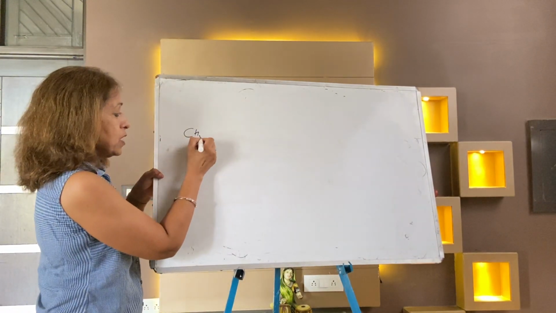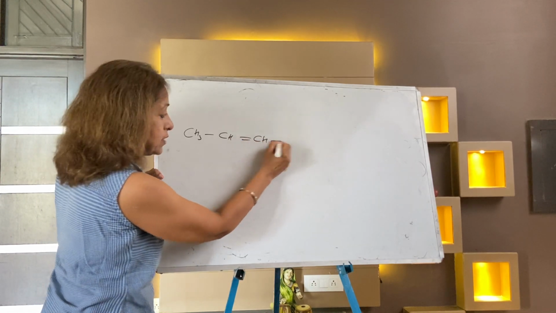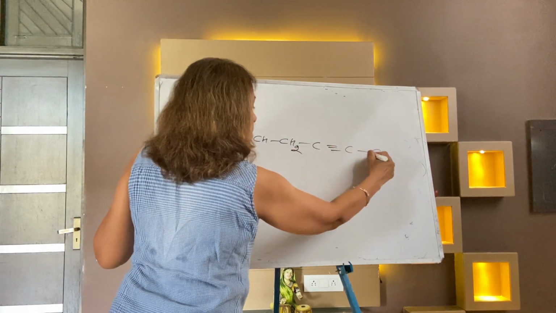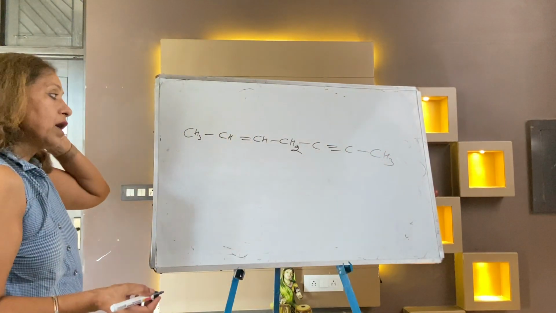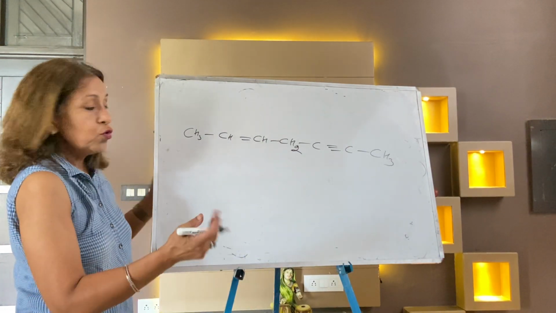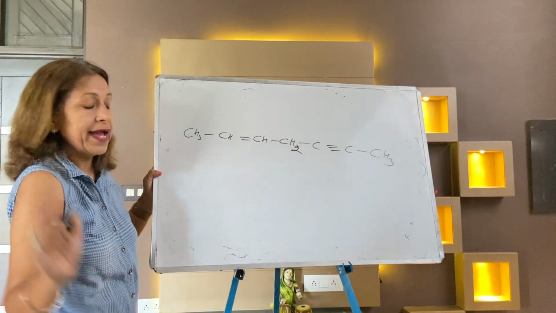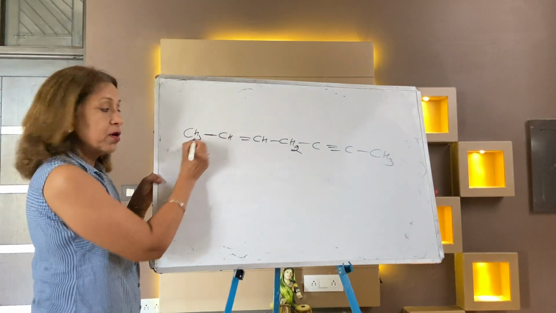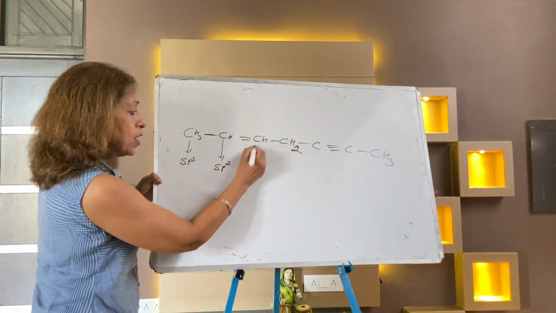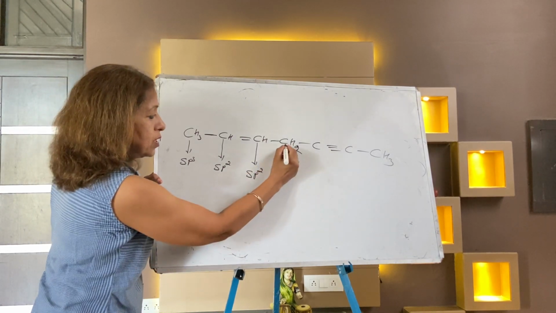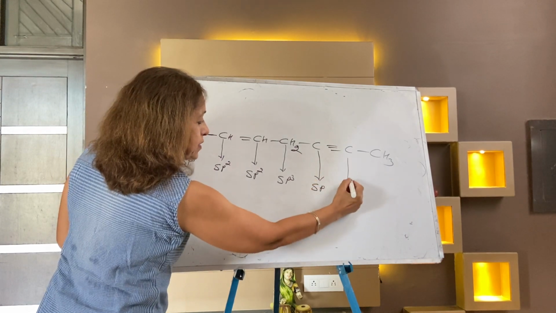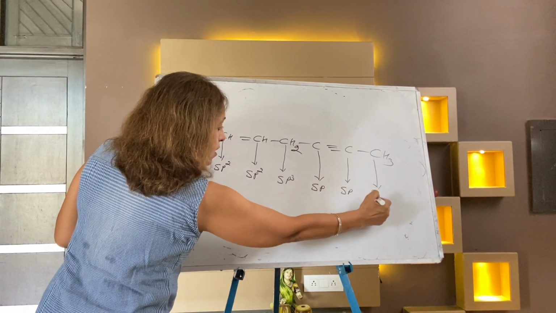CH3, single bond, CH, double bond, CH, single bond, CH2, single bond, C, triple bond, C, single bond, CH3. Now how many sigma, how many pi, and what's the bond angle? The new thing is bond angle. When a carbon has single bonds it is sp3, and this double bond carbon is sp2, again double, sp2, single, sp3, triple, sp, triple, sp, and single, sp3.